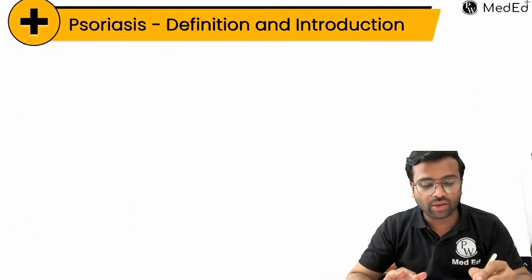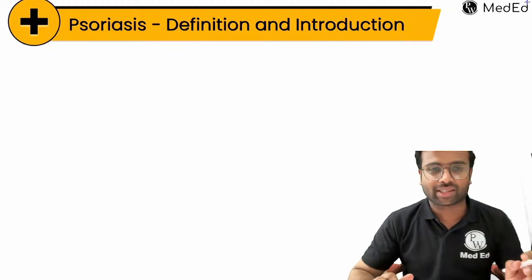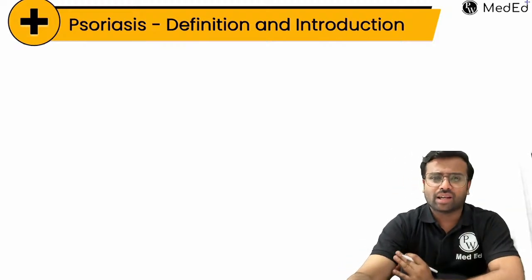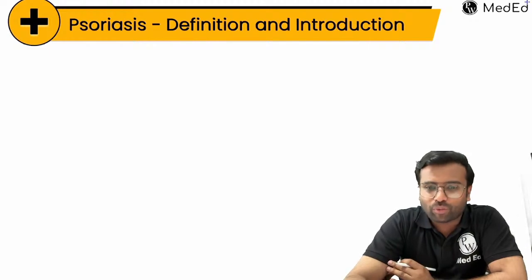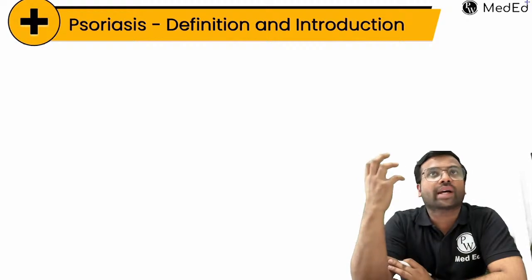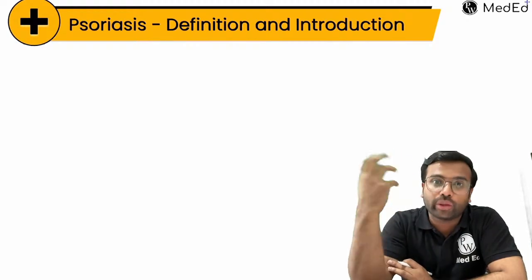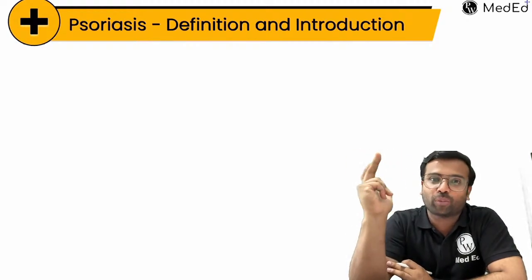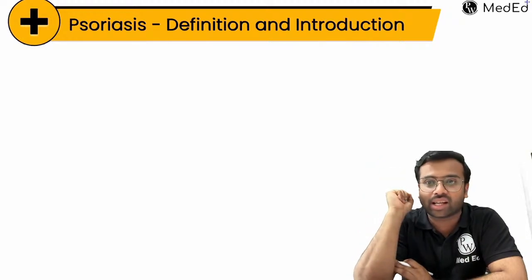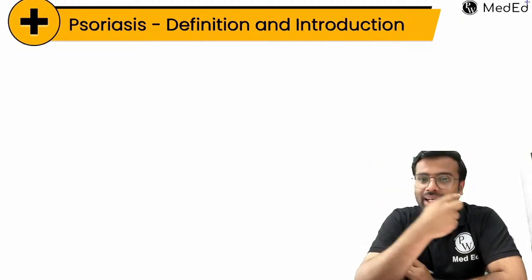Now let us first see what are the things that you know in psoriasis. First of all, what is psoriasis? Can psoriasis spread from one person to the other? And what type of disease is it? Is psoriasis something associated to autoimmunity like vitiligo, alopecia areata, which we learned in the last class? Or is it something else?